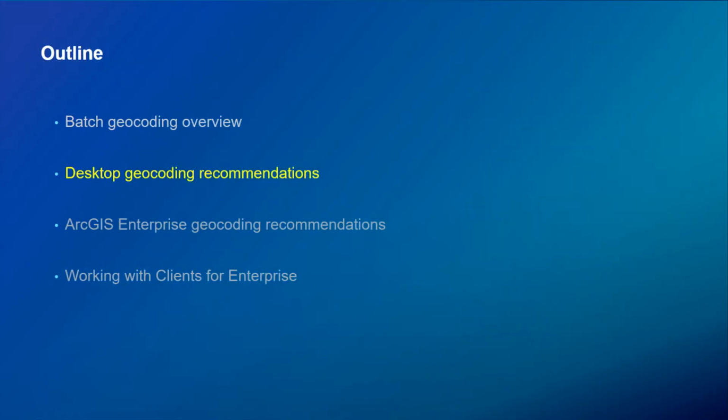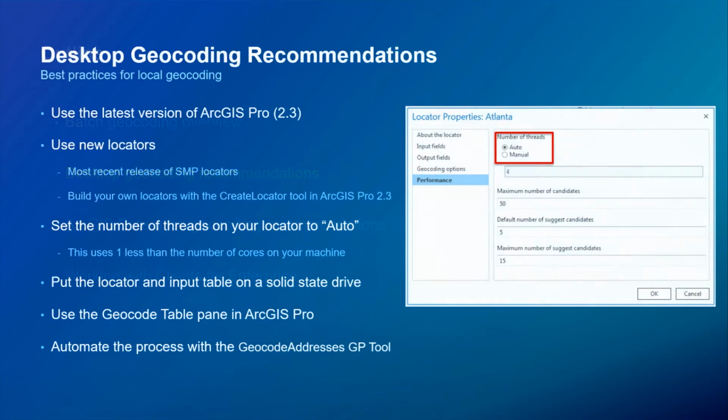All right, so that was the batch geocoding overview. Let's talk a little bit about desktop geocoding recommendations. If your locator is local and your data is local, this is the slide you are going to want to take a picture of. This is the recommended desktop geocoding setup.